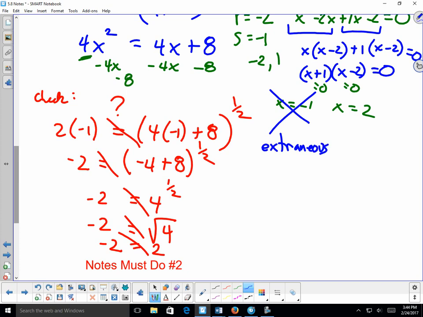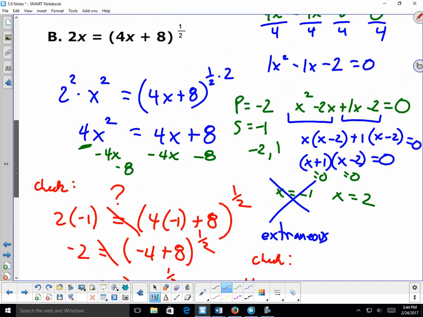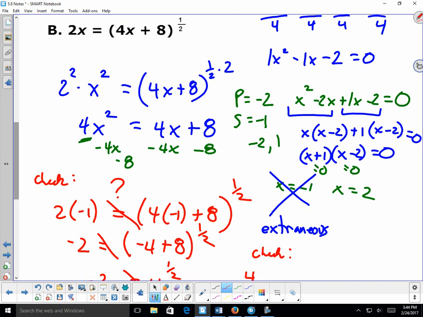Okay, let's do a check with 2. All right, so I'm going to do 4. Lost my original equation. There it is. So I want 2 times, use this in here. So I want 2 times 2. Is that equal to 4 times 2 plus 8 raised to the 1/2?